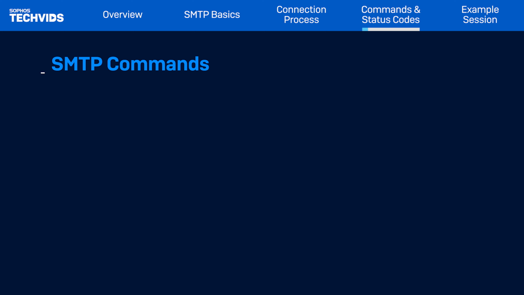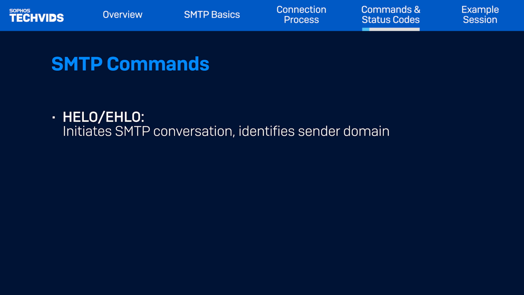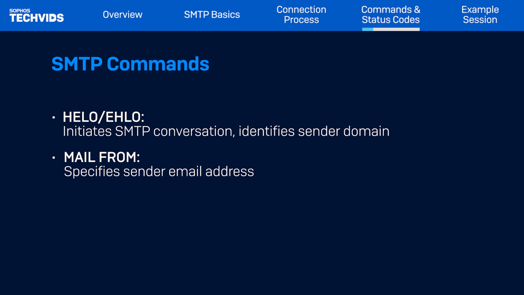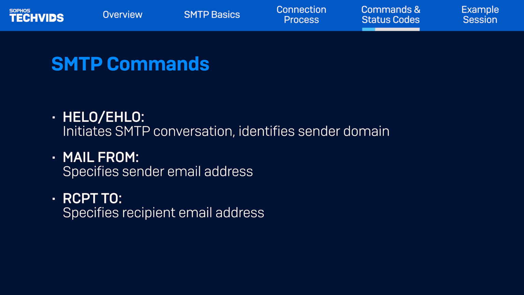The common SMTP commands used during this exchange are HELO or EHLO. This initiates the SMTP conversation and identifies the sender's domain. EHLO, extended hello, is an enhanced version of the HELO command and provides additional capabilities. MAIL FROM specifies the sender's email address, indicating who is sending the email. RCPT TO specifies the recipient's email address, indicating who the email is intended for.